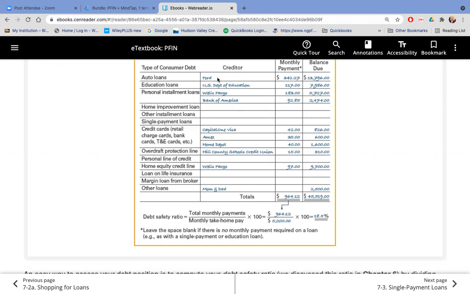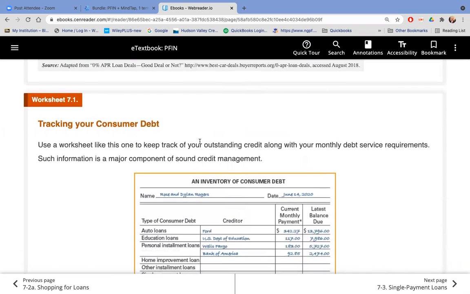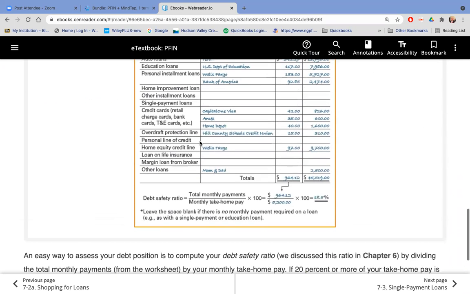So here they have an auto loan, student loans, some personal loans, etc., adding up to $964 and change. You use that over the monthly income, and here they have an 18.5% debt safety ratio. So you need to know how to calculate that. And this is a good worksheet to look through and study because you're going to be asked to do one.